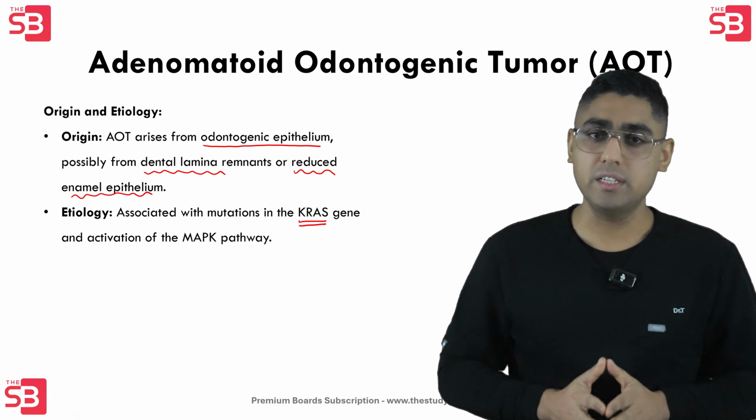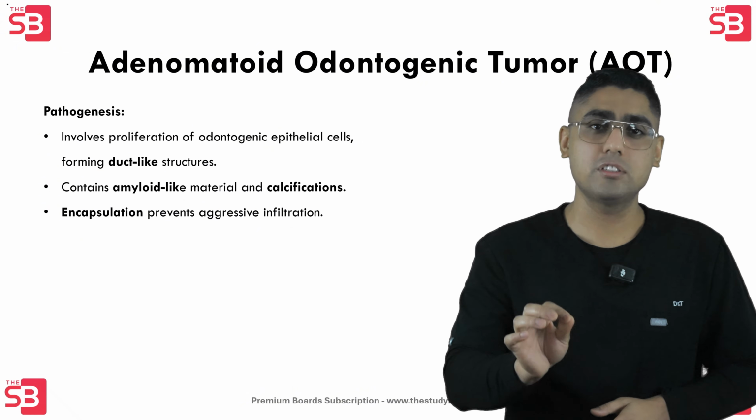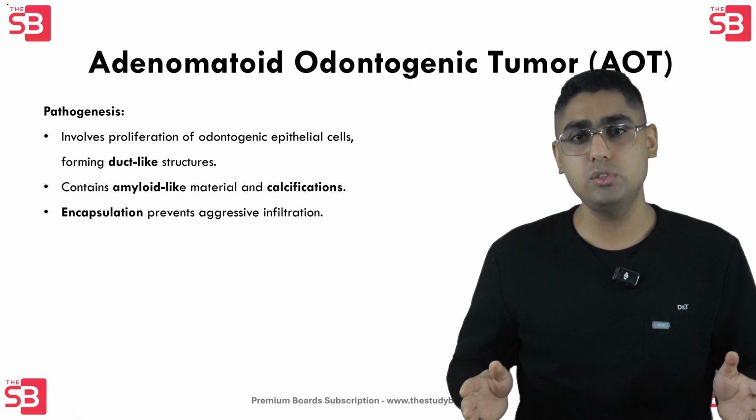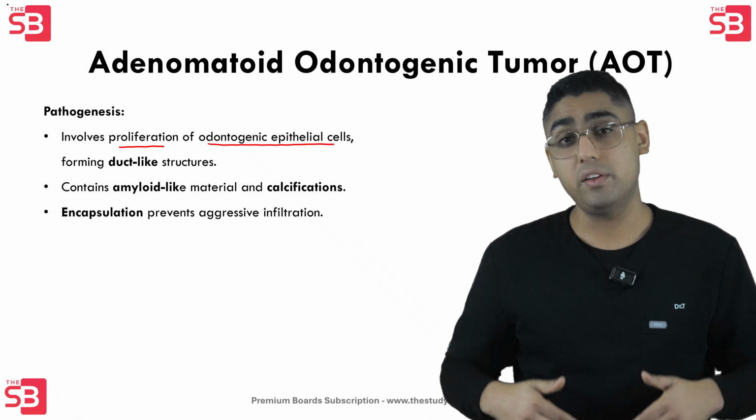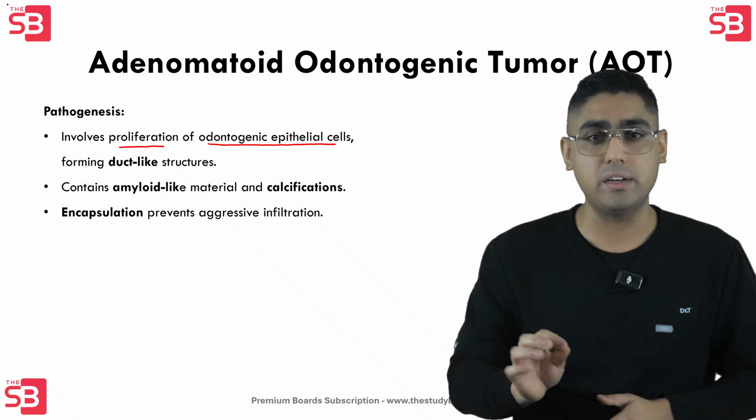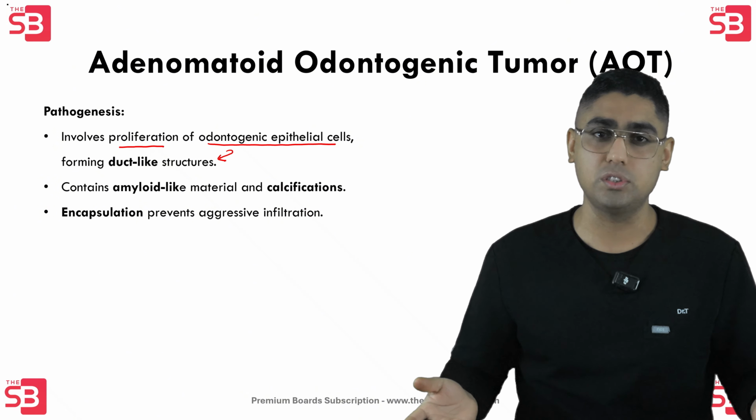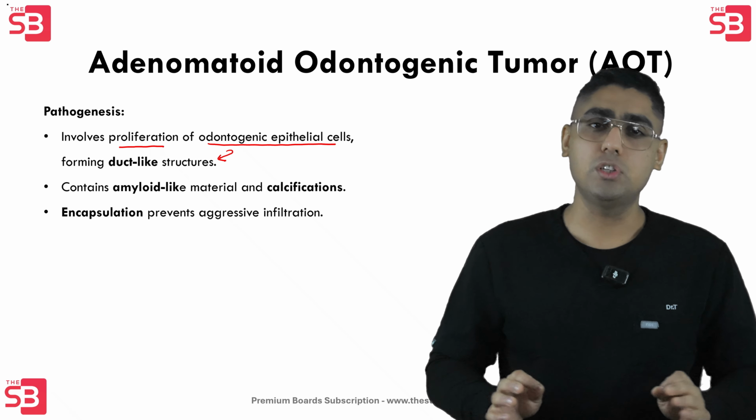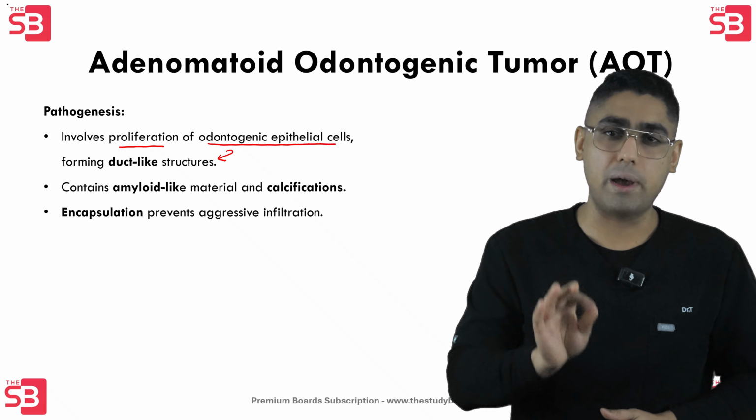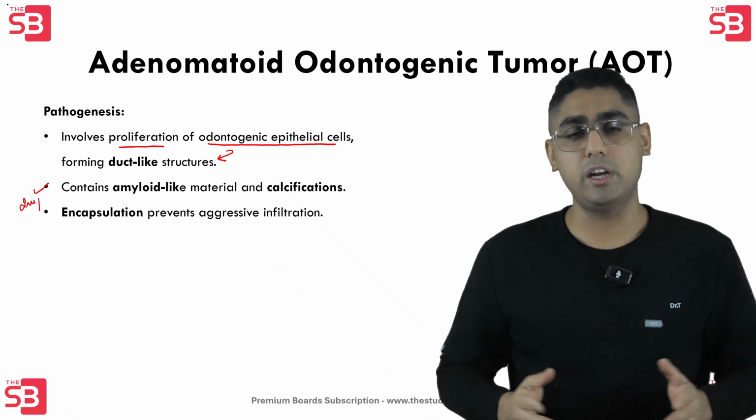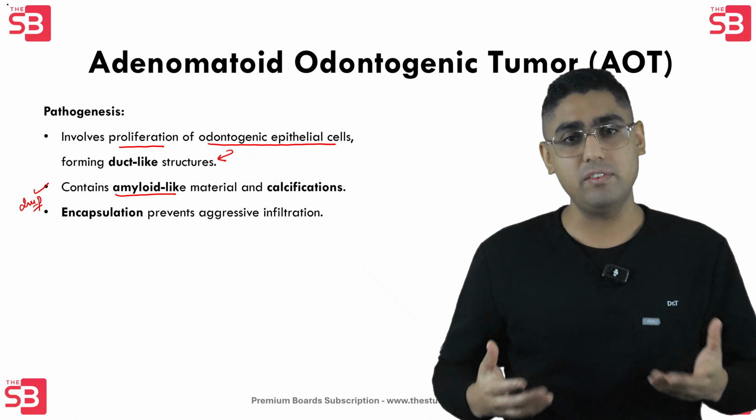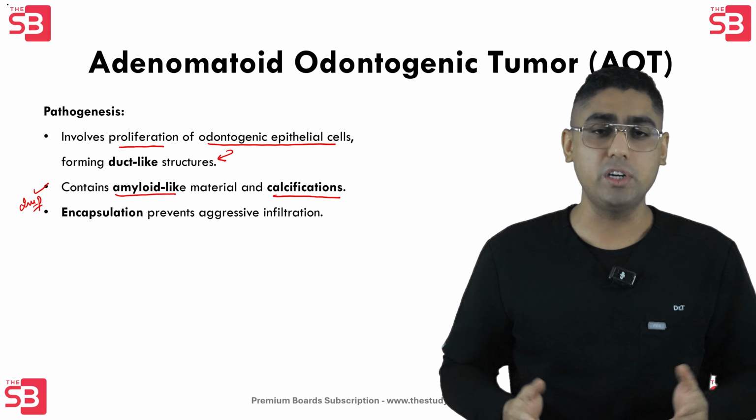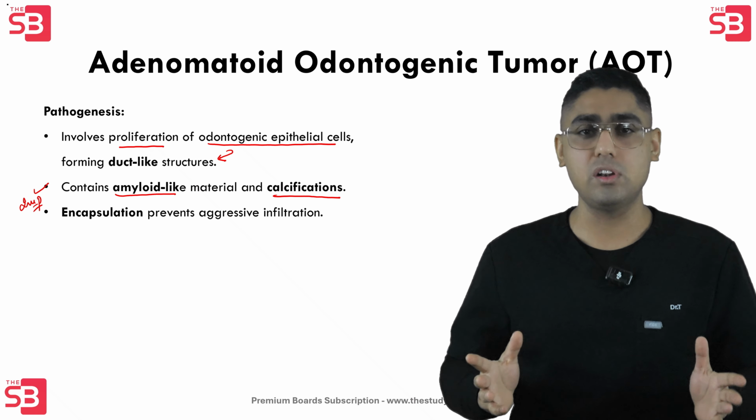Let's talk about the pathogenesis of AOT now. The process begins with proliferation of odontogenic epithelial cells, which then arrange themselves into a characteristic pattern, including duct-like or gland-like structures that give AOT its adenomatoid appearance. A unique feature of AOT is the presence of amyloid-like material within the lesion, and over time, calcifications may develop within the material, contributing to its distinctive radiographic and histological appearance.